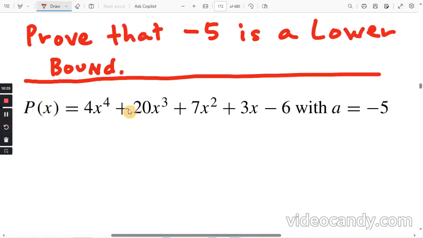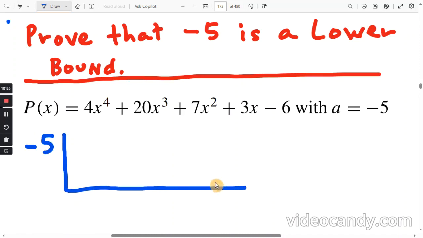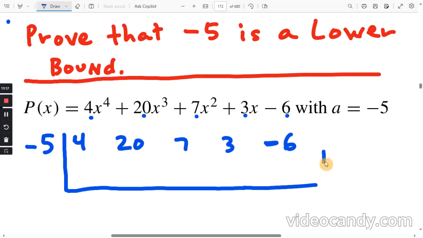All right, so that's it. All right, please pause and try this one here. I want you to prove that -5 is a lower bound. And I'll give you a hint. The number 0 is both non-positive and non-negative. All right, synthetic division, -5 out front. Make the bracket to accommodate 2 rows. Coefficients are 4, 20, 7, 3, -6. Make sure the exponents count down by 1s with the greatest exponent first. Okay, and we are adding vertically as always.